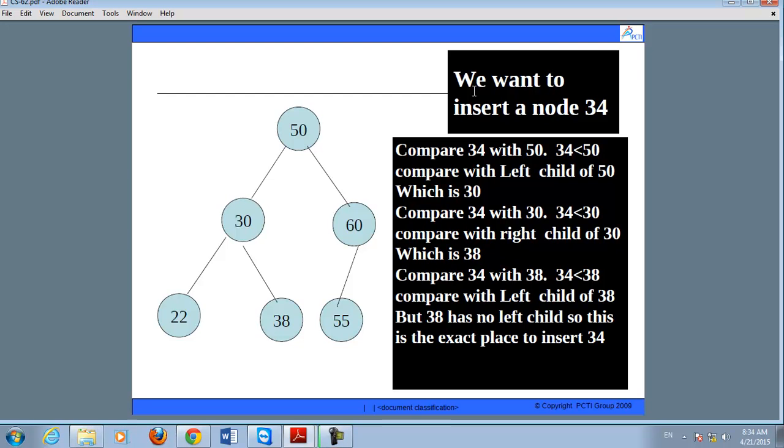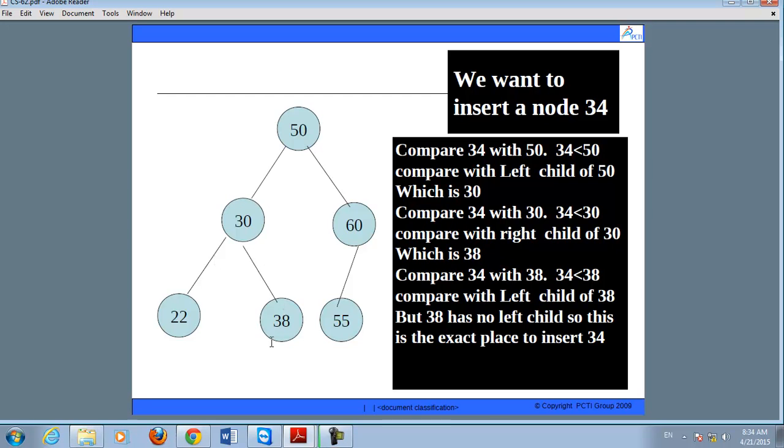फॉर एग्जाम्पल, इफ यू वांट टू इंसर्ट अ नोड 34, आपके पास एक ट्री है. फर्स्टली 34 विल बी कंपेयर्ड विद 50. 50 के साथ अगर हमने कंपेयर कर दें 34 इज लेस देन 50, it means 34 will come in the left side of the root node. Now the next node is 30. Now 34 will be compared with 30. Now 34 is greater than 30. It means it comes at the right side of 30.